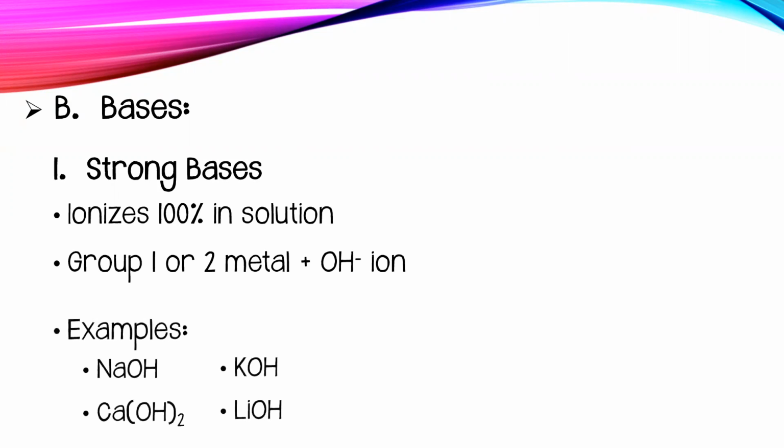Okay, and then bases, once again, strong bases ionize 100% in solution. This is going to be a group 1 or 2 metal plus the hydroxide ion. So here are some examples of strong bases. A base doesn't have to have an OH on it though, and you'll see what I mean in a minute. Strong bases do have the OH hydroxide ion present. So you've got sodium hydroxide, calcium hydroxide, lithium hydroxide, potassium hydroxide. Those are also all very strong metals in the base itself, very reactive. So strong bases are always going to have OH.